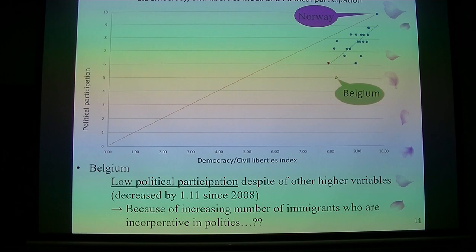And I think this might be the result of the increased number of immigrants. At the moment, about 20% of the population is foreigners. And apart from EU countries, many of them are from Morocco, Turkey, and Congo. The presence of those minority people in society has been causing a serious problem of their incorporation into politics. They have voting rights, so they can vote, but hardly any party makes a special effort to include minorities into politics. So those minority people are not willing to participate in politics. So that could be why.